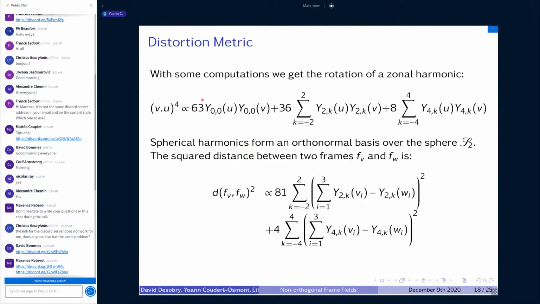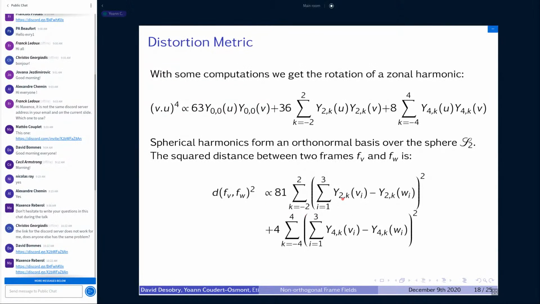So in order to compute easily the distance between two frames, we can decompose this dot product to the 4 in the spherical harmonic basis. So we have terms of degree 0, of degree 2, and of degree 4. This is interesting because it is an orthonormal basis. So with this expression, it is easy to get the distortion between two frames. So here we have a frame composed of vectors v1, v2, v3, and w1, w2, w3.